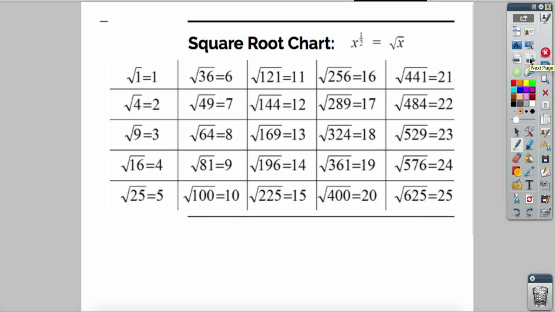Okay, I don't expect you to be masters at this right away. So the first thing I want you to do is write down this square root chart. You can hit pause, write it down, but I want you to notice that the square root is the same thing as the 1/2 power. Okay, and that's really hugely important that a square root and the 1/2 power are the same. So hit pause, write this down.